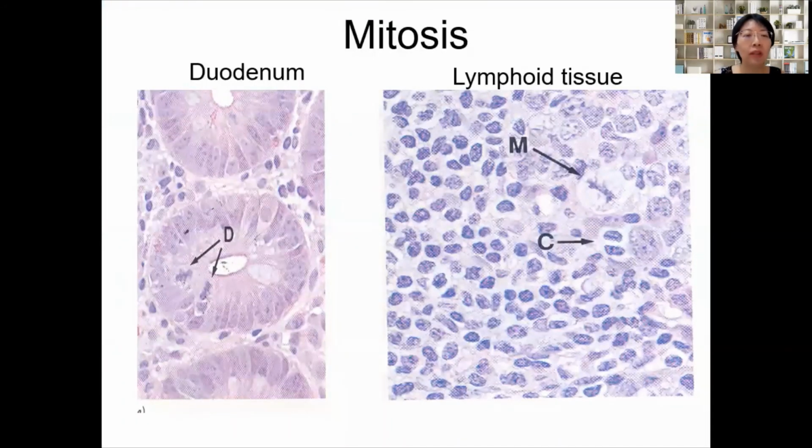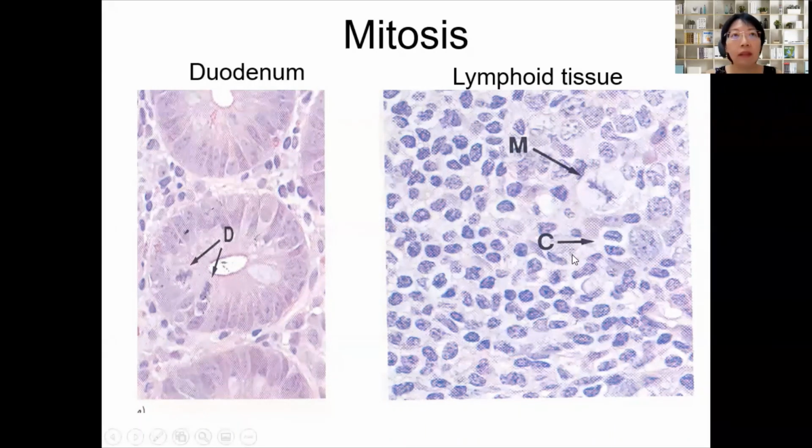Now the duodenum is in our digestive tract. Again, the epithelial cells of the duodenum also will shed, and therefore continuously there will be mitosis to replace the cells. So here this is metaphase. Metaphase is very easy to identify. This is metaphase again. This is telophase.